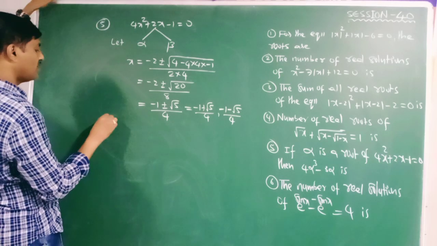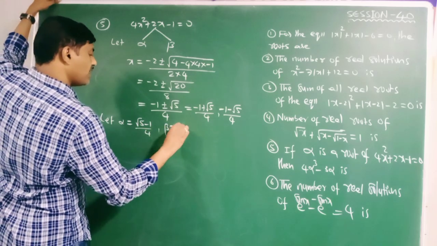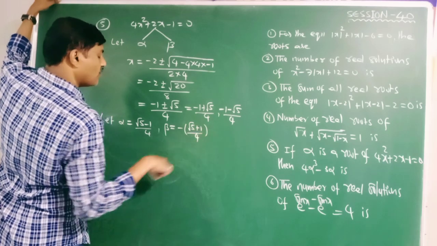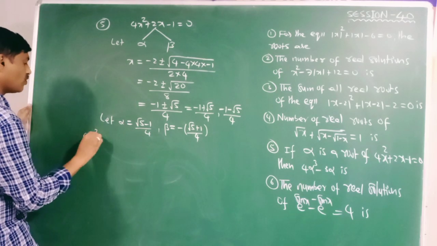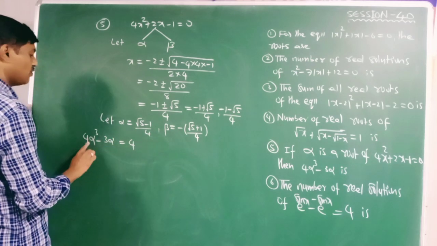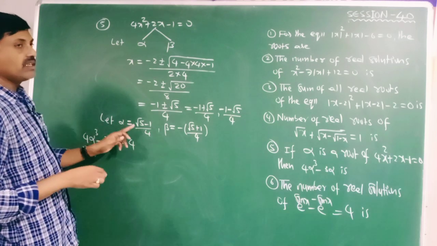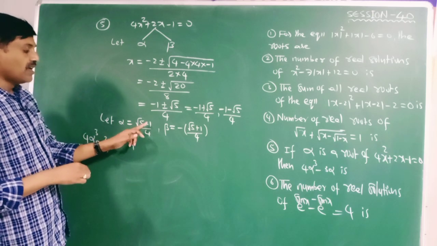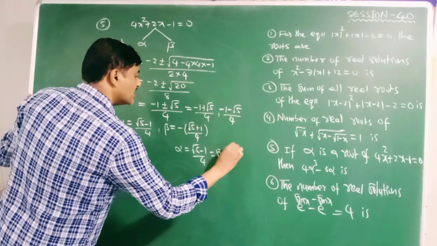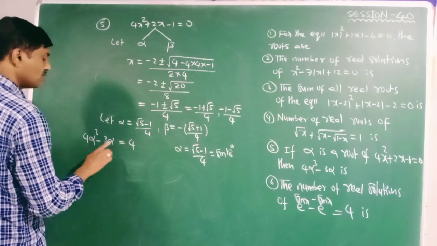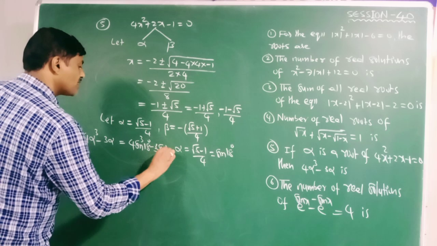One root is said to be alpha. Let alpha be equal to root 5 minus 1 by 4, and the other is beta, minus of root 5 plus 1 by 4. Now the question is asking for 4 alpha cube minus 3 alpha. What is alpha here? Root 5 minus 1 by 4, this is very clear, sine 18 degrees. Therefore alpha is equal to sine 18, so here it is 4 sine cube 18 degrees minus 3 sine 18 degrees.